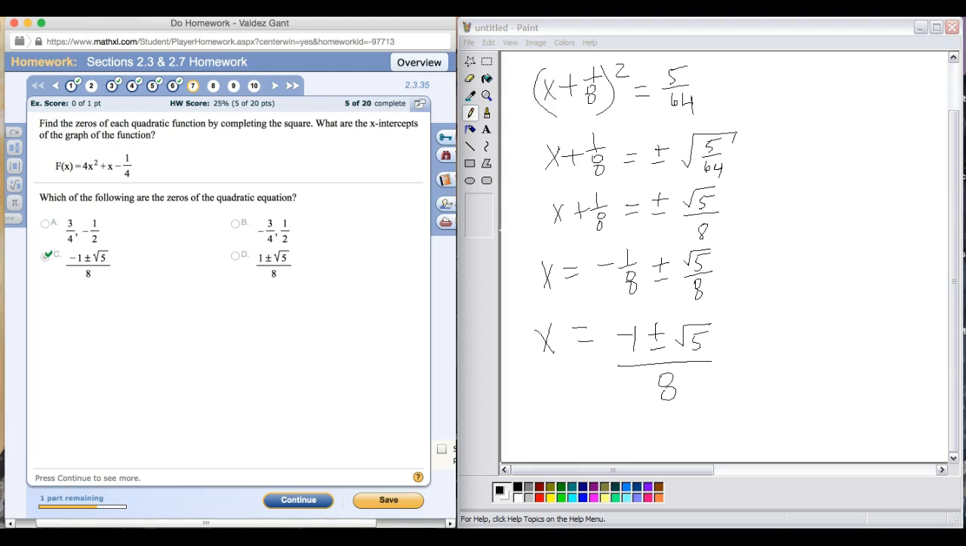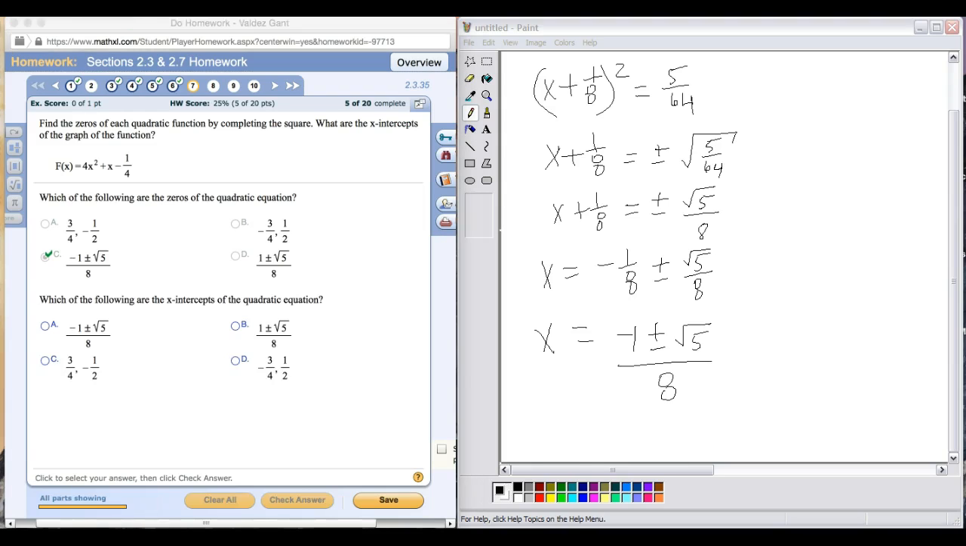Now that we know what the zeros are, we know that the x-intercepts are pretty much the same thing. So we'll select this answer here, and we're done. We'll go ahead and move on to the next problem. The next set of problems we'll be talking about deals with applications of solving quadratic functions. So just look out for the next video.